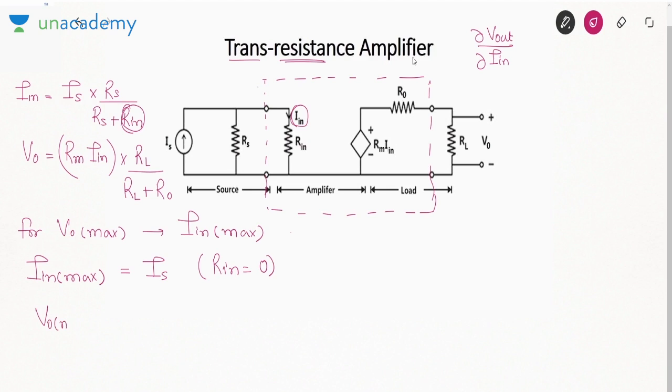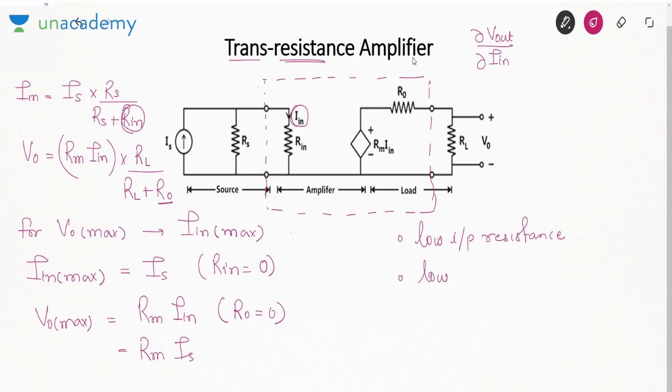And if you want V0 to be maximum, it can be maximum equal to Rm into In, but for that R0 must also be 0. If this R0 is 0, RL will get cancelled. V0 will be Rm into In, which will be Rm into Is. So ideally both the input and the output resistance must be 0, but practically we will say low input resistance and low output resistance.